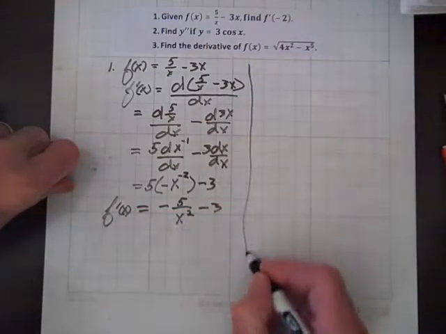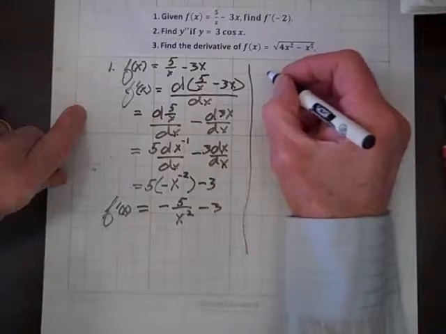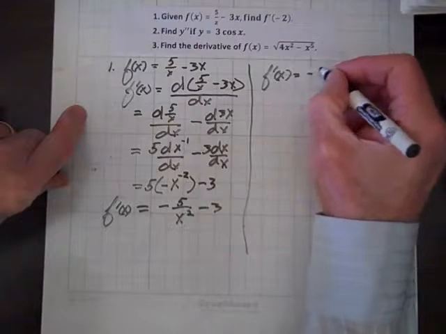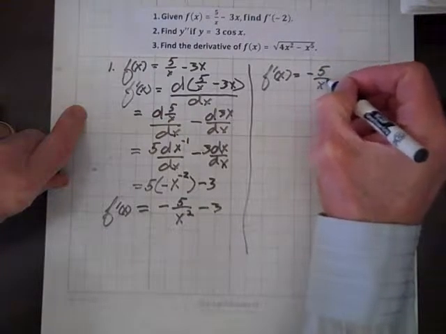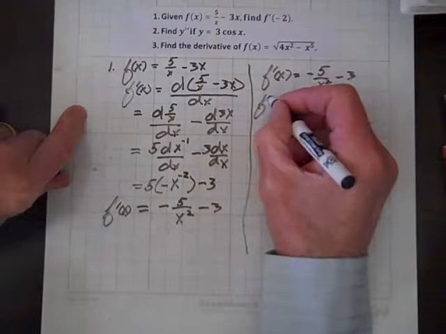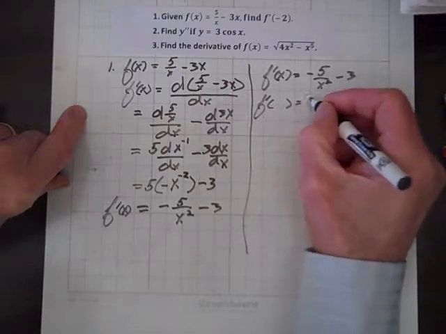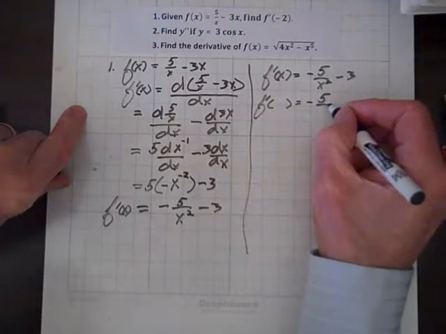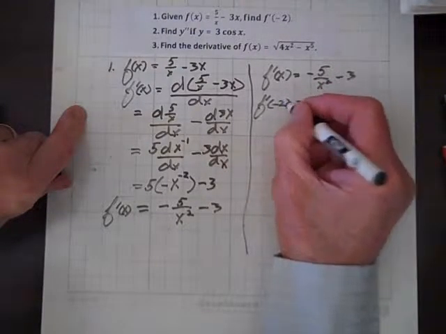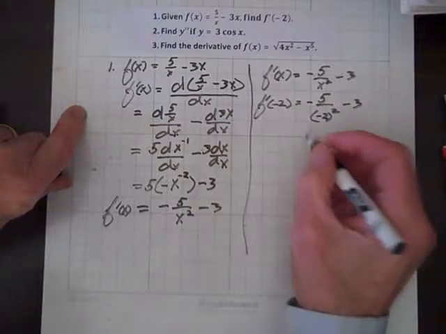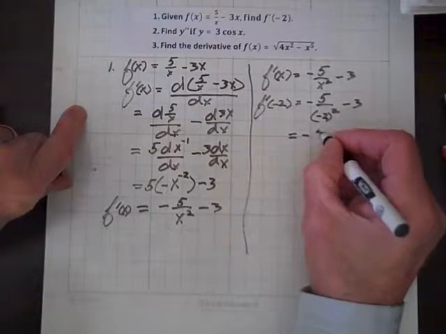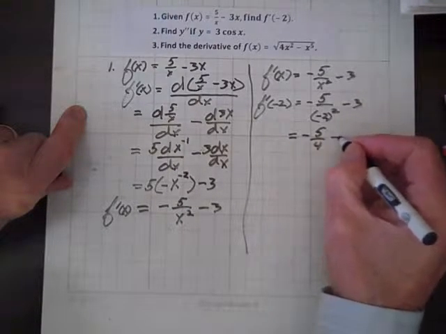So next thing we have to do with that derivative, I'm going to rewrite it right here. F prime of x equals negative 5 over x squared minus 3. We have to find f prime of negative 2, so f prime of whatever equals negative 5 over parentheses squared minus 3. If I put a negative 2 here, I must put a negative 2 there. And so that equals, and when we square negative 2, we get 4. And there's our minus 3.